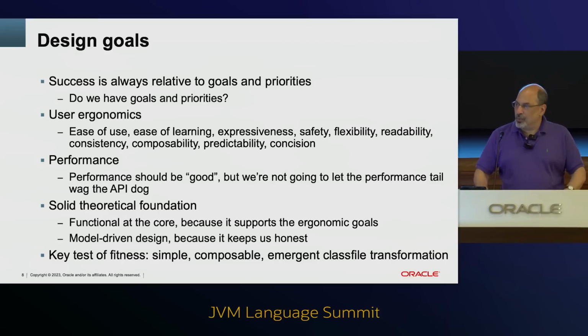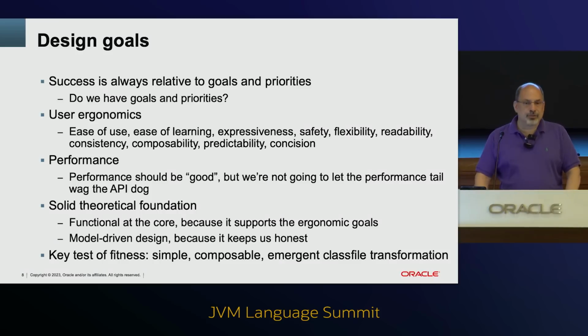So we didn't design it as a functionally inspired library because functional programming is cool, although it is. It's because functionally inspired libraries are successful, and they're successful at meeting that long list of user ergonomics goals that we had. And we took a kind of unusual, but I think wildly successful approach, which was a model-driven design. And we found that was tremendously effective at keeping us honest.